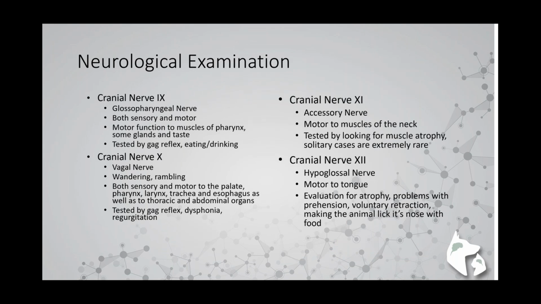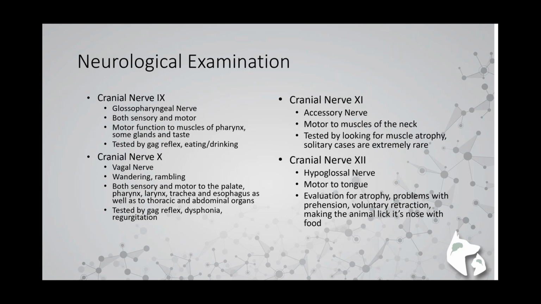All right. So rounding out our cranial nerves real quick, we have 9, 10, 11, and 12. So cranial nerve 9 is your glossopharyngeal nerve. It has both sensory and motor components to the pharynx, some glands, and also for taste. Generally, we're going to test this by doing a gag reflex. So you can do that internally, sticking your fingers down the throat, making sure that you get a good swallow. For any patient that is aggressive, or for any patient that you don't know a rabies status, an internal gag is not recommended. You can generate one externally by putting firm pressure on the larynx and getting that patient to swallow.